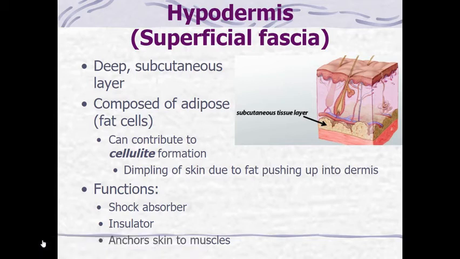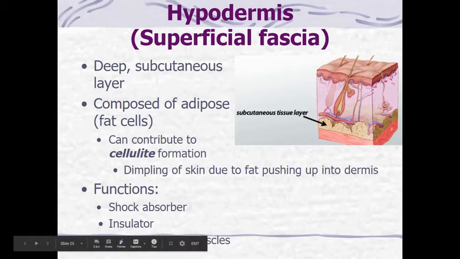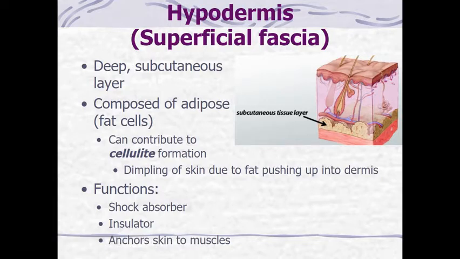All right, so now back to your actual notes packet. The third and final layer, the deepest layer of your skin, is the hypodermis. The hypodermis is sometimes called superficial fascia, sometimes called the subcutaneous layer. It's composed almost entirely of adipose. Adipose means fat. This can contribute to cellulite formation. Cellulite is the dimpling of skin due to fat pushing up into the dermis.